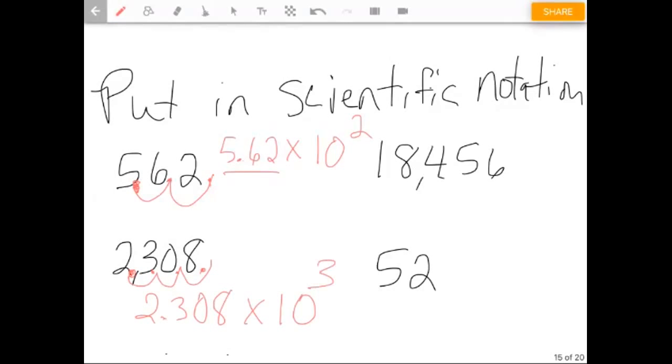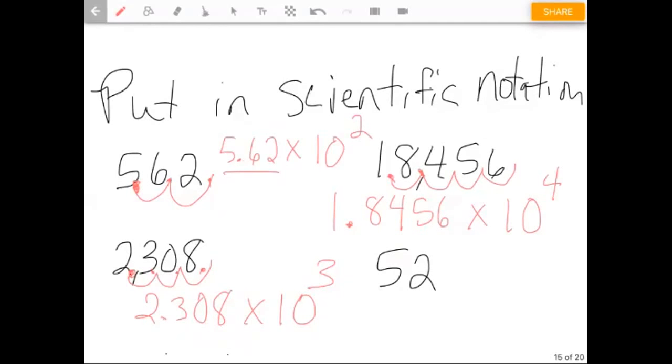All right, 18,456. So think to yourself, where would the decimal go? So if we put it here, that would be 18.456, which is not between 1 and 10. If I put it here, 1.8456, that is between 1 and 10. So that would be my front number times 10, and then we have to move it 1, 2, 3, 4 spots to get to the end, so it'd be to the 4th power.